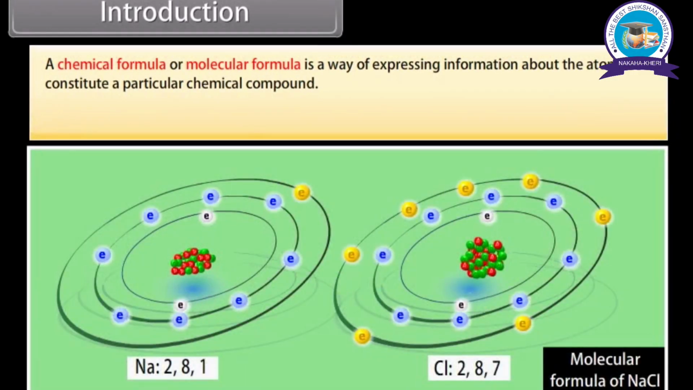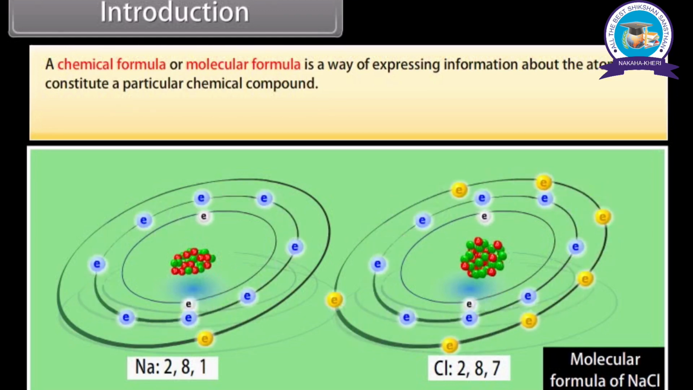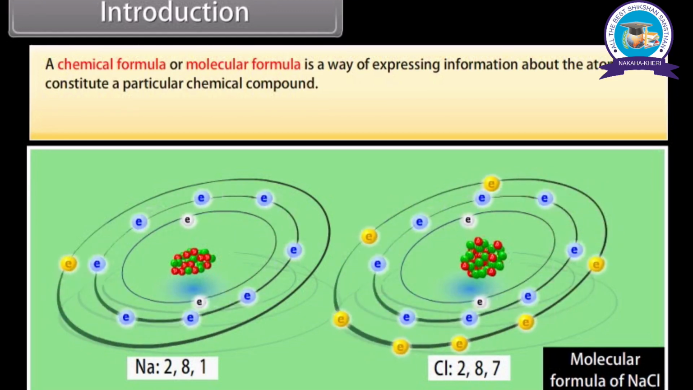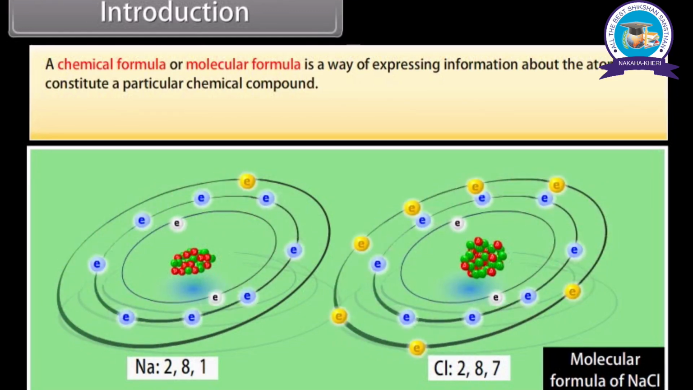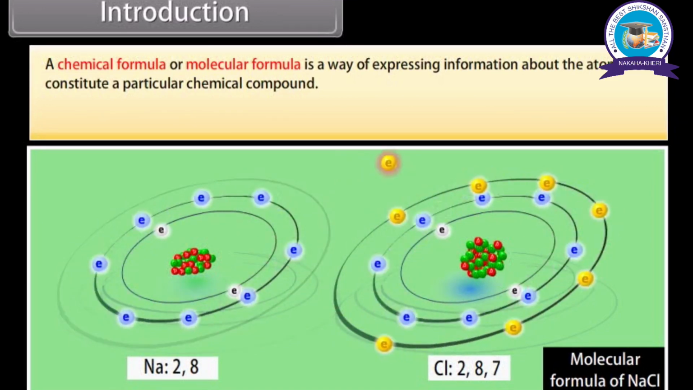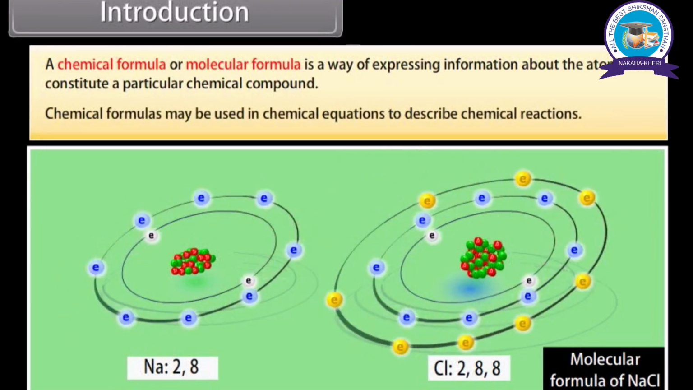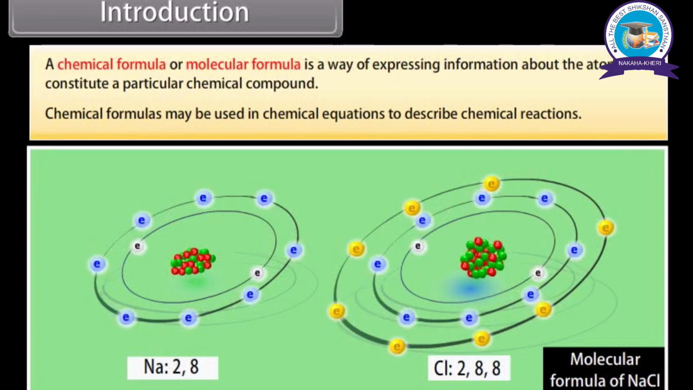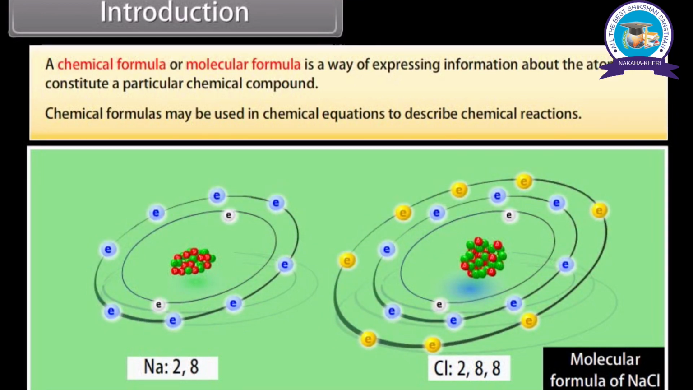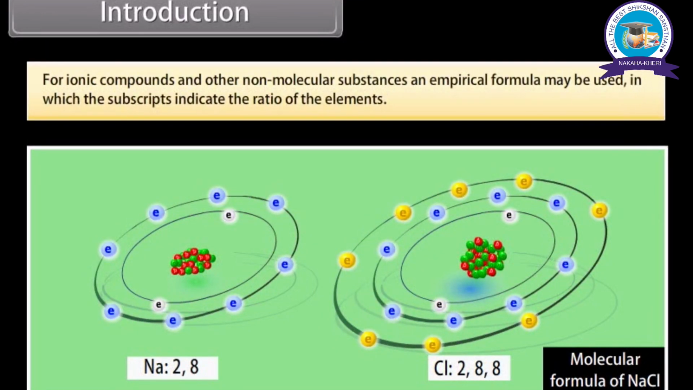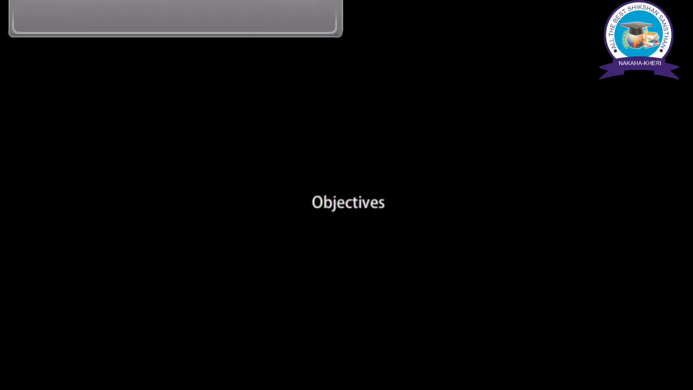A chemical formula or molecular formula is a way of expressing information about the atoms that constitute a particular chemical compound. Chemical formulas may be used in chemical equations to describe chemical reactions. For ionic compounds and other non-molecular substances, an empirical formula may be used in which the subscripts indicate the ratio of the elements. Objectives.